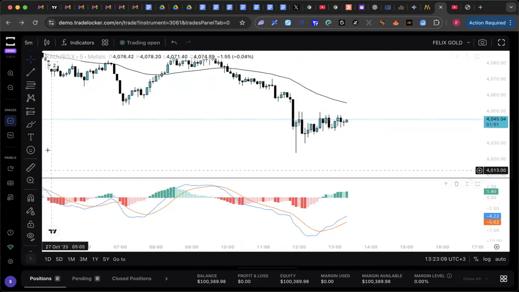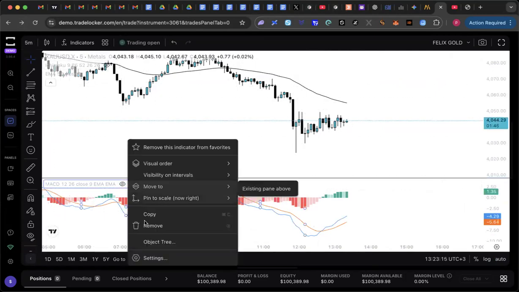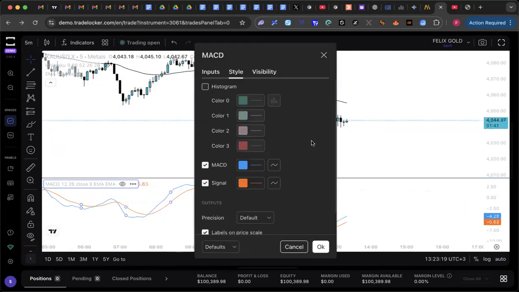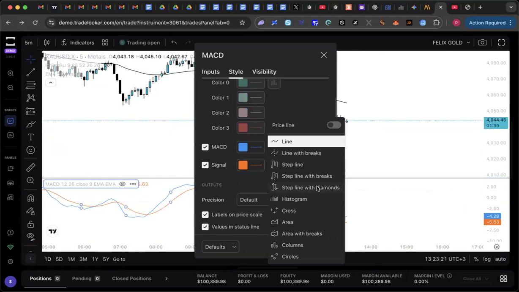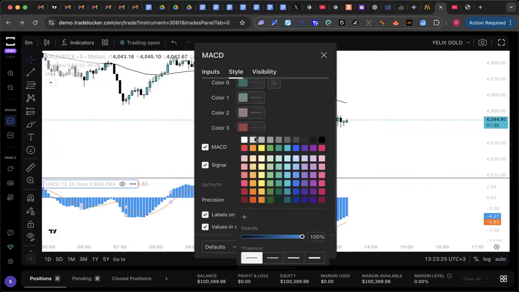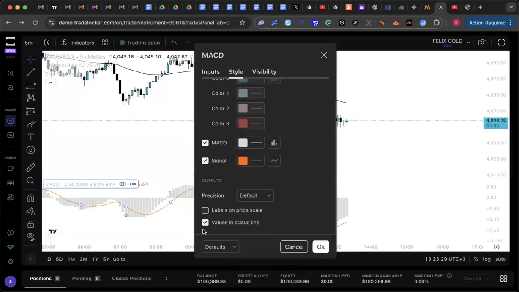Now, I changed my own type of MACD into the MT5 type of MACD. So I click on it and I go to settings. I remove the histogram and I come to the MACD and change it to columns, then put my own color I prefer, and then I remove all of this. So this is how I leave mine most of the time.